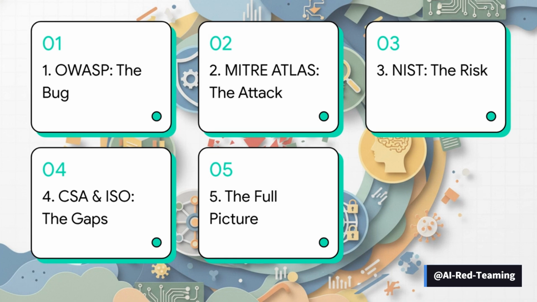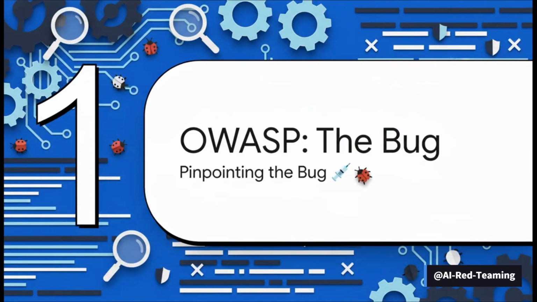So here's our game plan. We're going to take a quick tour through five key security frameworks. We'll look at this one threat through the eyes of OWASP, then MITRE Atlas, NIST, and finally CSA and ISO. By the end, we'll see how they all fit together to give us the full picture. Ready? Let's go.